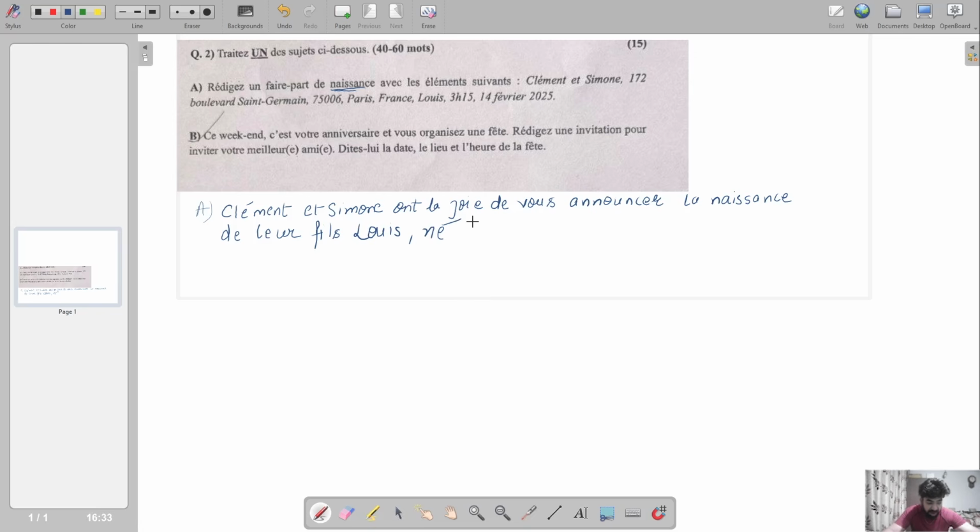And then I have to write the date. So I write "né le", and I'll just copy the date given in the problem. So it's 14th February 2025. Okay, and then I have to write at what time. So I'll write 3h15. Okay. Then the next part is quite easy. I just have to copy paste their address.